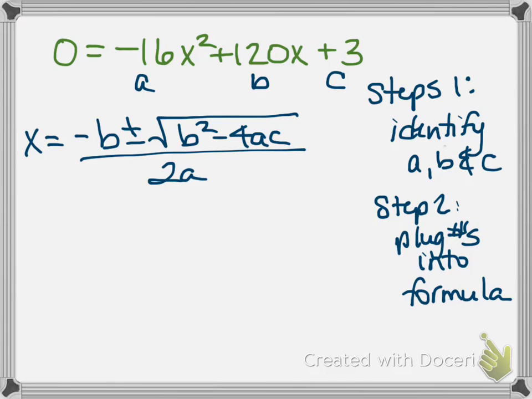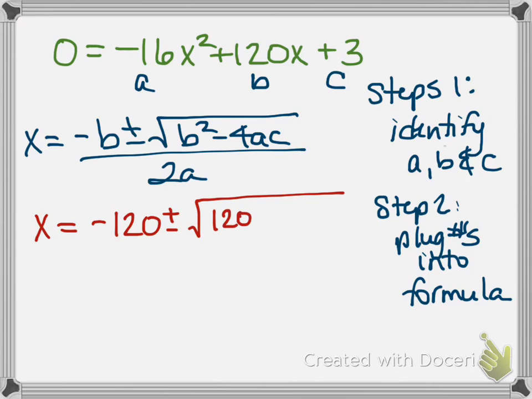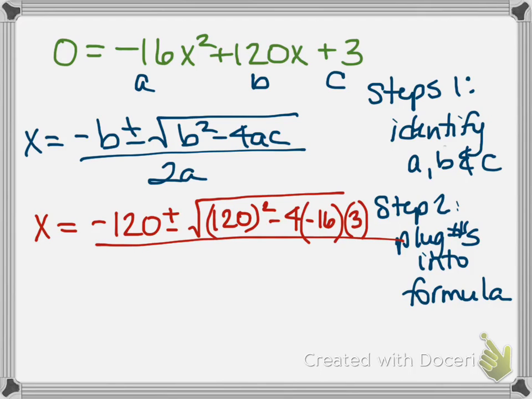So I'm going to take my numbers and plug them in. I will have x equals negative b, which is negative 120, plus or minus the square root of b squared, so that's 120 squared, minus 4 times a, which is negative 16, times c, which is 3, and it's all divided by 2 times negative 16.